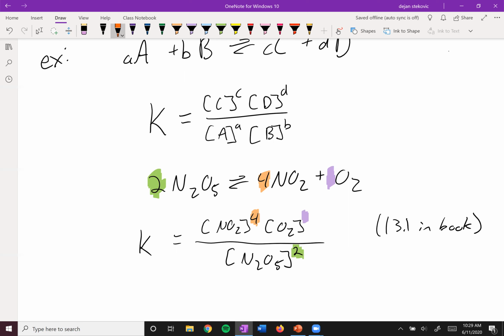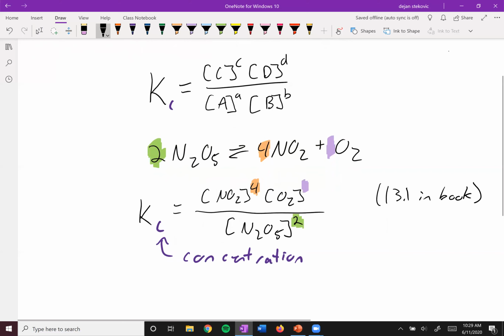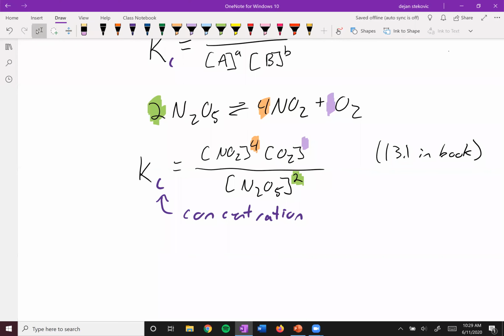And so we call this, when we're talking about the concentrations of components, right? Remember, these brackets mean concentrations. We call this Kc. The c stands for concentration. So we'll see other types of K. And this K value is constant for a reaction. So every different reaction is going to have a different equilibrium constant, and it's at a set temperature. So if you change the temperature, you change the value of the equilibrium constant as well.